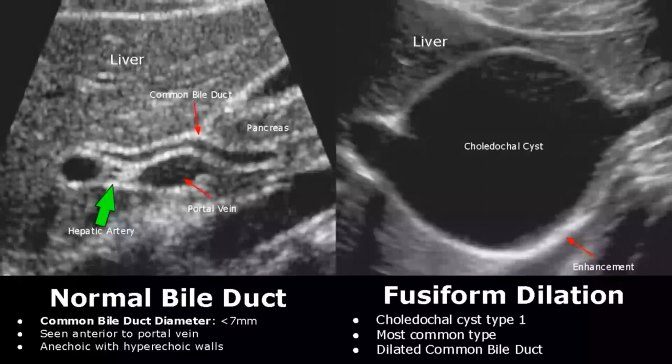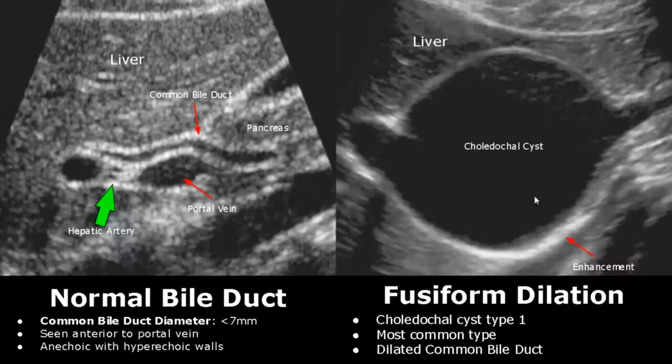Choledochal cysts are congenital dilatations of bile ducts. The most common type is fusiform dilation. It is a type 1 choledochal cyst. The common bile duct is dilated and it is open from both sides. This end leads to the pancreas.